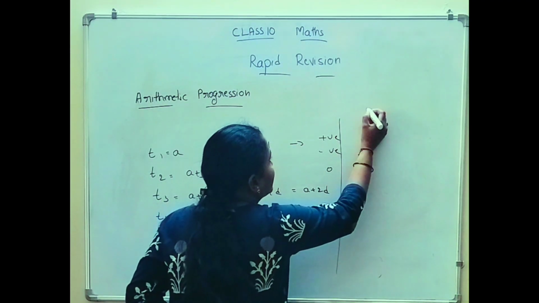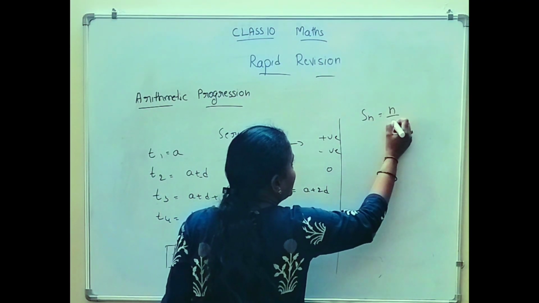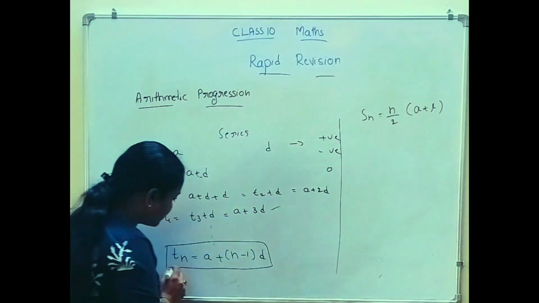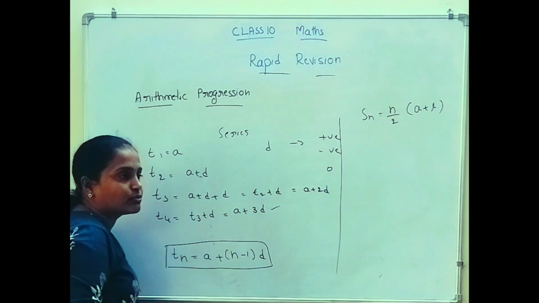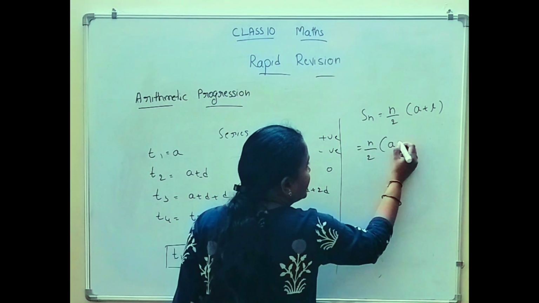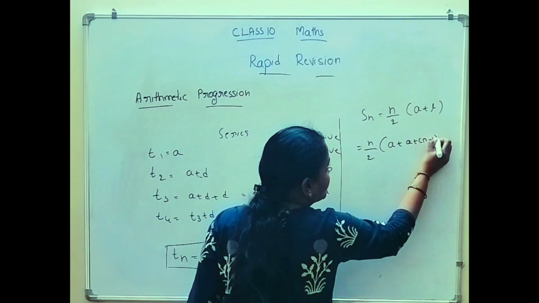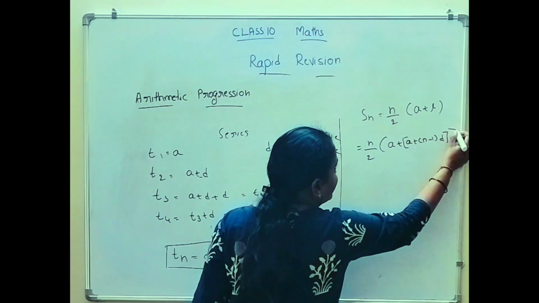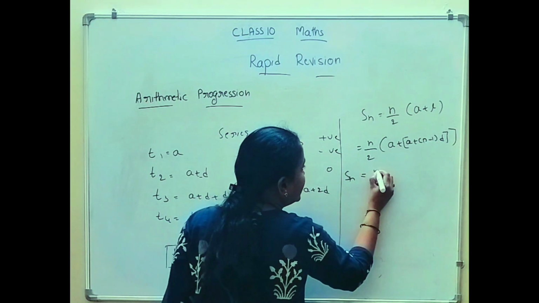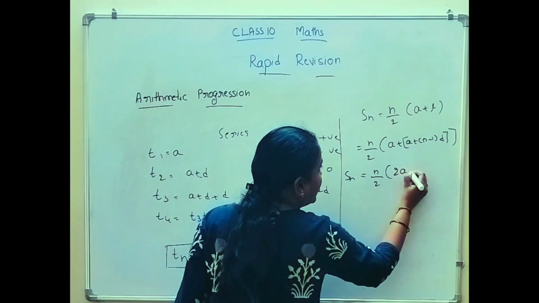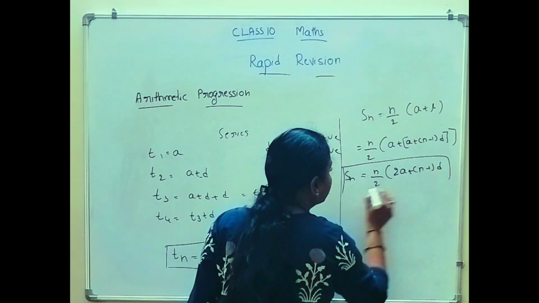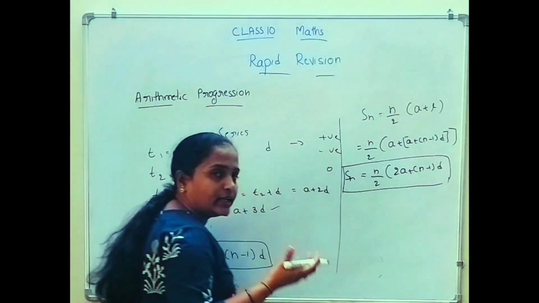The next part is the summation of the terms. The summation of the terms is given by n by 2 into A plus L, where L is the last term. So what is our last term? The last term is A plus n minus 1 into D. So we substitute that here. We get n by 2 into A plus A plus n minus 1 into D, substituting the value of L. So how many A's are there? 2. So Sn is given by n by 2 into 2A plus n minus 1 into D.